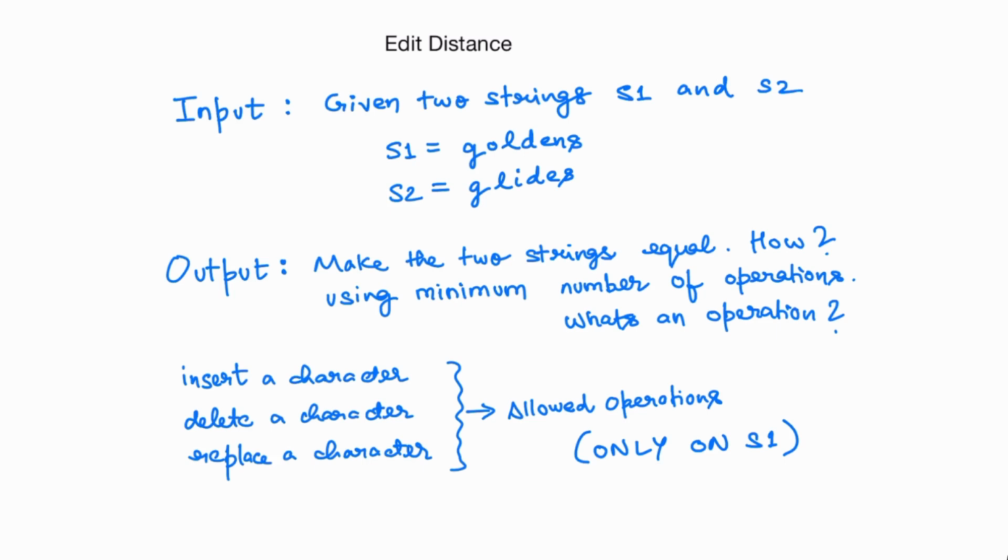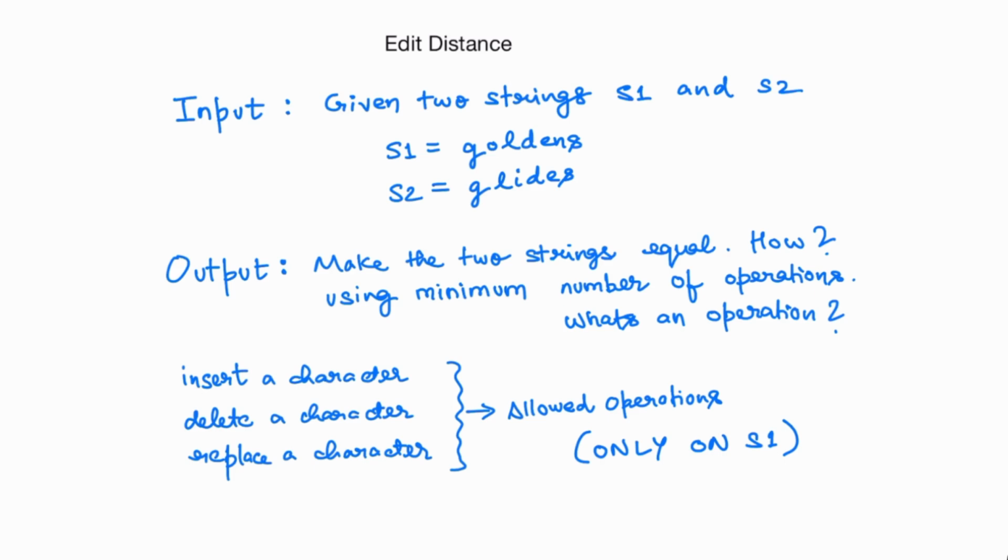We are given a couple of strings, S1 and S2. Our job is to make these strings equal to each other. How can we do that? With a minimum number of operations. Now what is an operation? We can either insert a character, delete a character, or replace a character. And these operations are only allowed on string 1, this string.